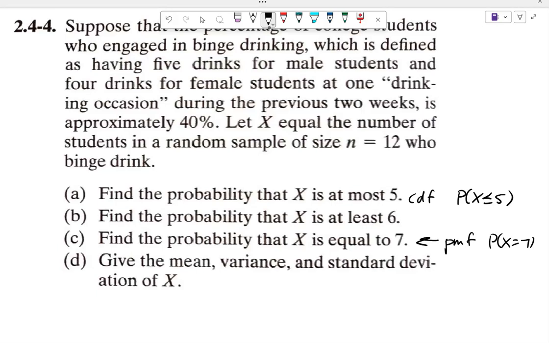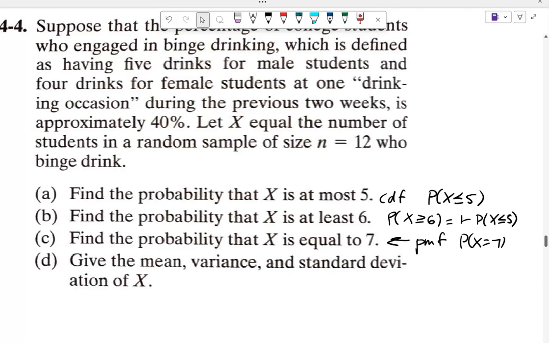What does part B ask you for? The probability that X is greater than or equal to 6. If you want to convert it into a statement that involves the CDF, that's the same thing as 1 minus the probability that X is less than or equal to 5. That's exactly right. Good.